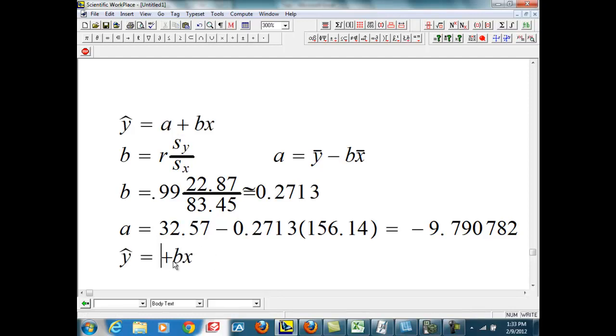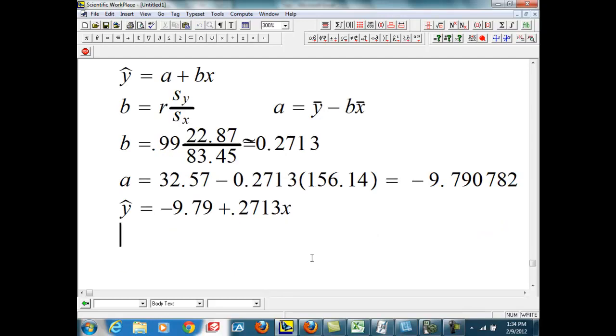Now, the thing is this, that is negative 9.79 plus how much? 0.2713. All right. Say that once again. Why did you subtract it? Why did I subtract it? Because, like the normal equation.